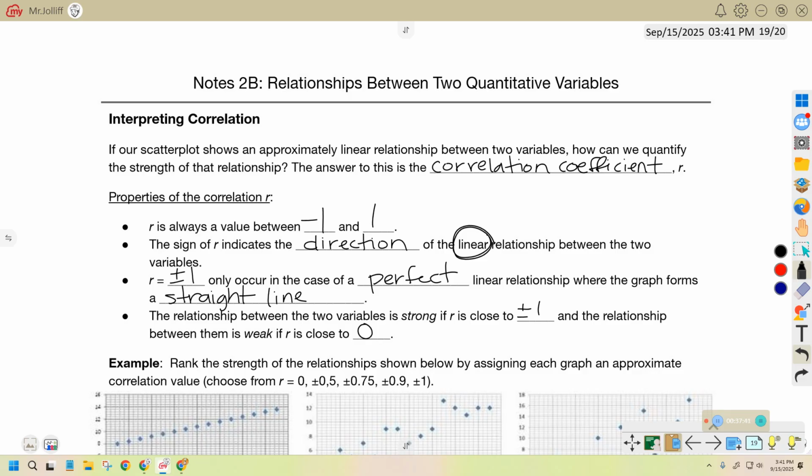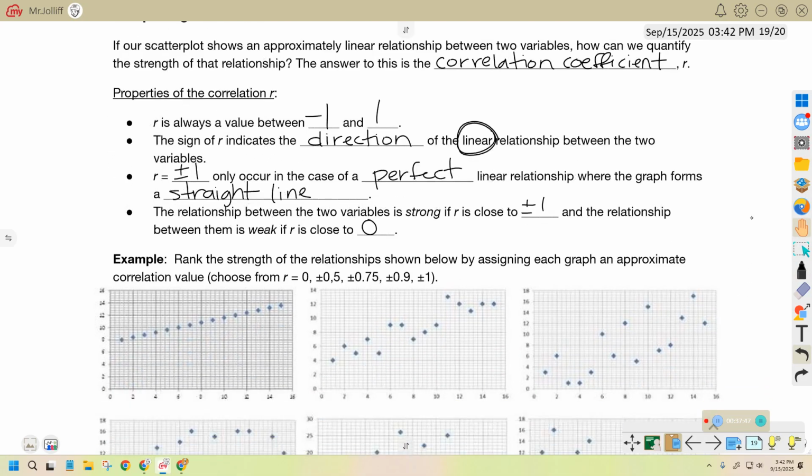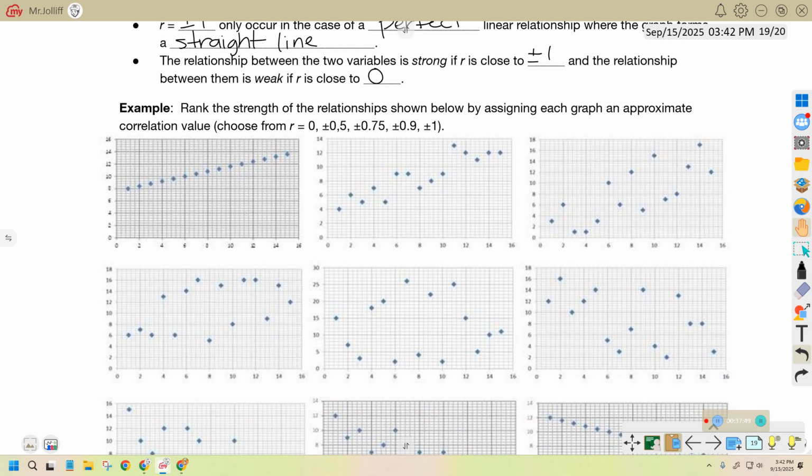So I would encourage you to take a look at the example below that and see if you can match based on sight. We're going to pick up here tomorrow. I'm going to show you how to use your calculator to find R, and then we're going to do an activity where you get to collect data and practice scatter plots and correlation coefficients. Yes, Katie?